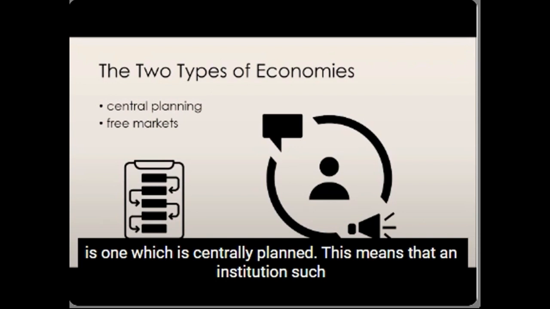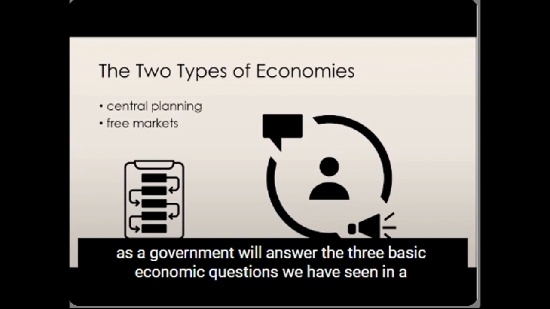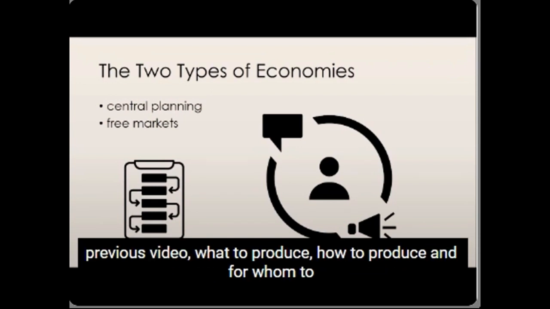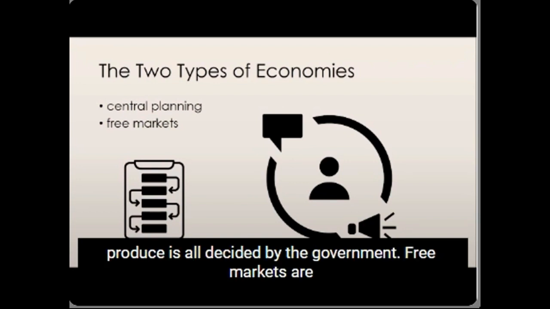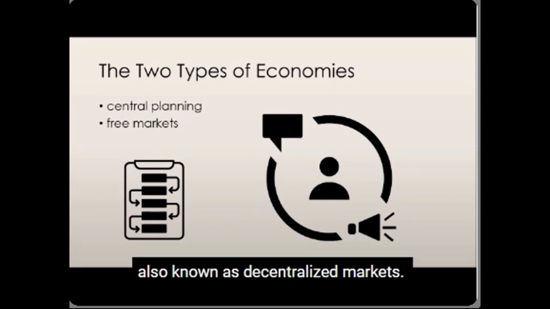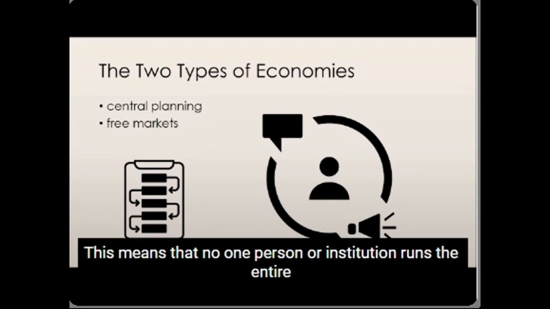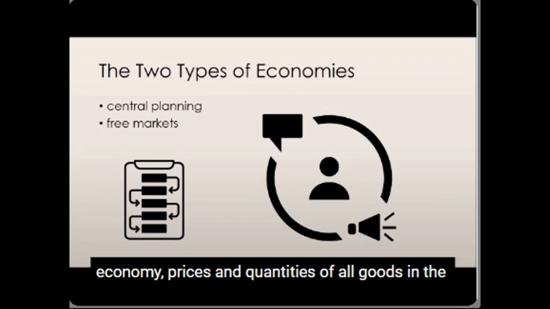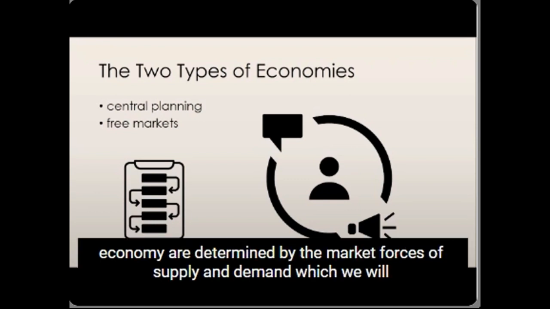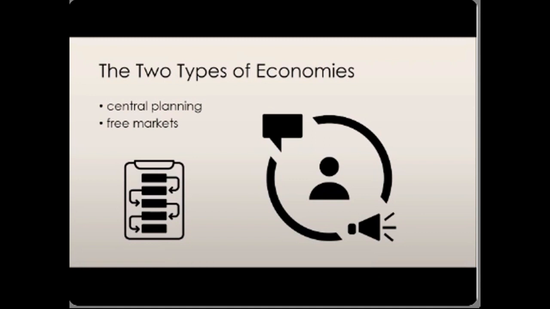This means that an institution such as a government will answer the three basic economic questions we have seen in a previous video. What to produce, how to produce, and for whom to produce is all decided by the government. Free markets are also known as decentralized markets. This means that no one person or institution runs the entire economy. Prices and quantities of all goods in the economy are determined by the market forces of supply and demand, which we will explore in the next series.